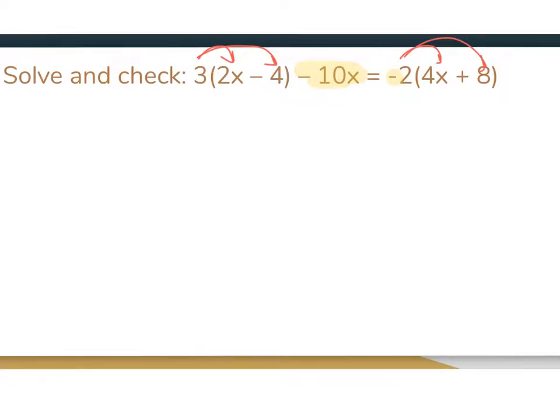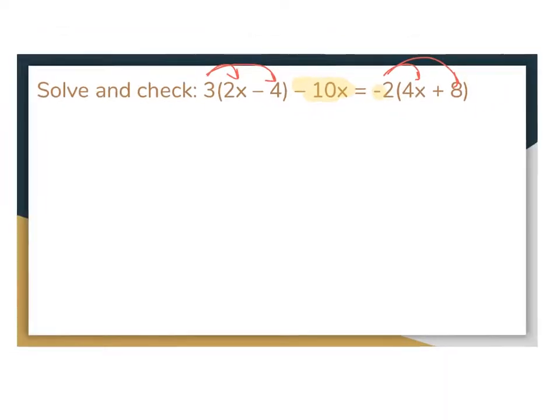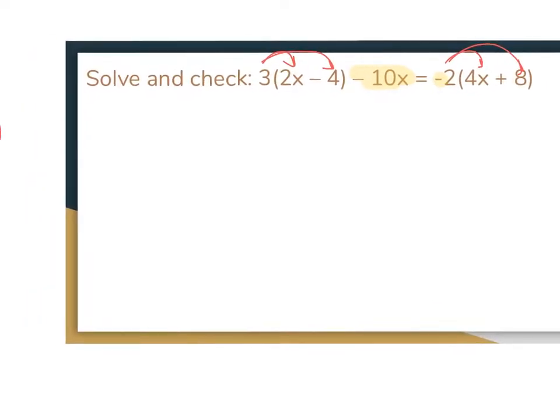Okay. So I want to give myself some more room so you guys can see my work. So 3 times 2 is 6x minus 12 minus 10x equals negative 8x. It becomes a negative because you're multiplying negative 2 times a positive 4x, then negative 2 times a positive 8, which would be negative 16. And draw my line in the middle because it's easier for me to see.